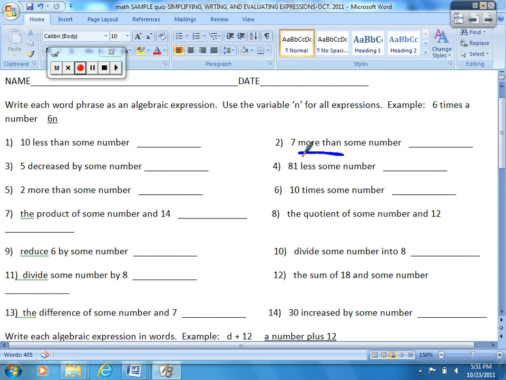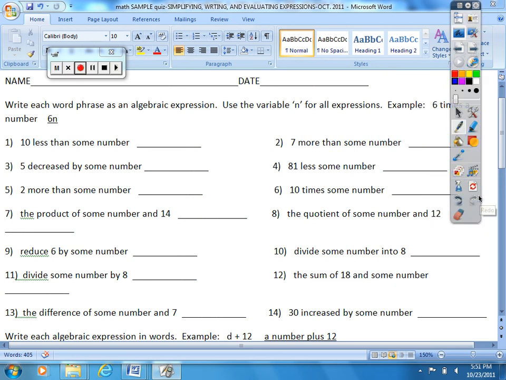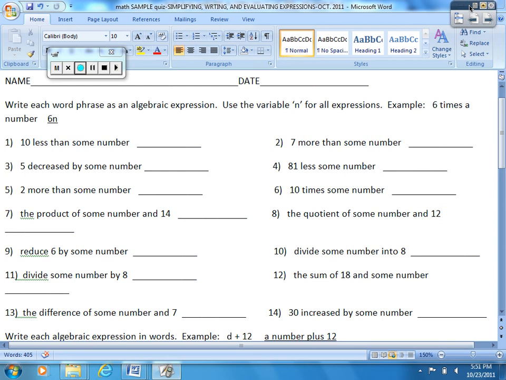7 more than some number. Whatever that number is, let's say if n is 12. What's 7 more than 12? Well, it's 19. So this works out. Now, this is okay. Either one of those is fine. But they're going to find out later that in certain situations they have to put one in front of the other. And I'll show you that in just a moment as well. Trying to make sure I include all the little pitfalls they're going to find. All right, the product of some number and 14. Product is multiplication, the answer to a multiplication problem.